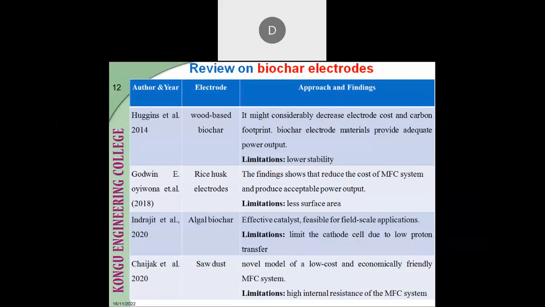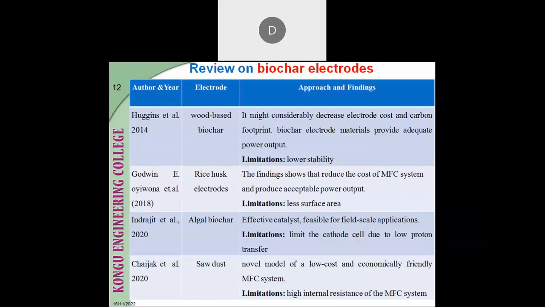If you look at the findings of these studies, they found that when you use wood-based biochar, they decreased the total cost of the electrode and also the carbon footprint, and the biochar electrode materials provide adequate power output. So this gives the clue that if you use the biochar electrode, we can get adequate power output, but the stability is less.